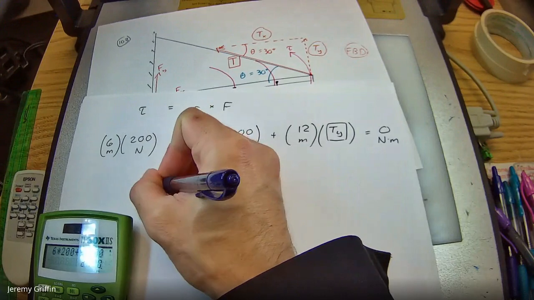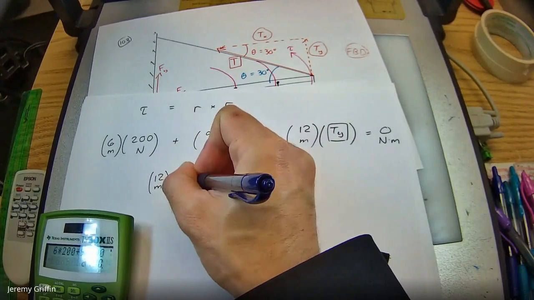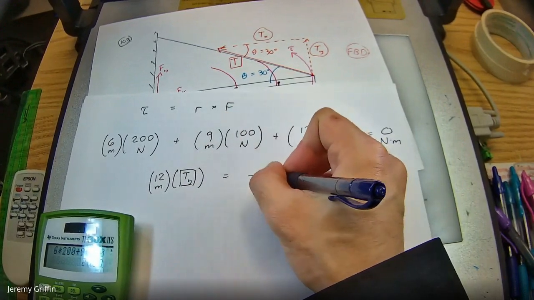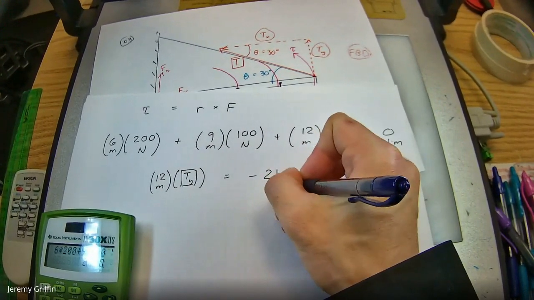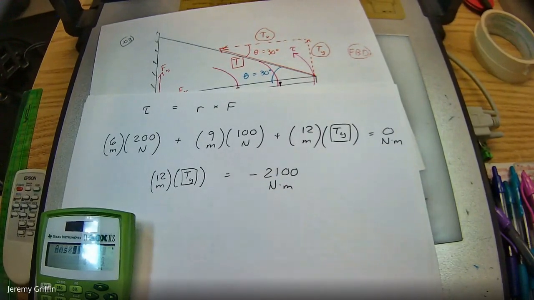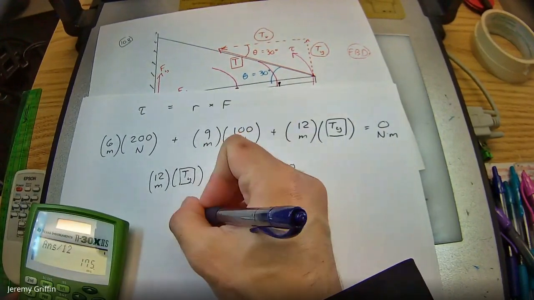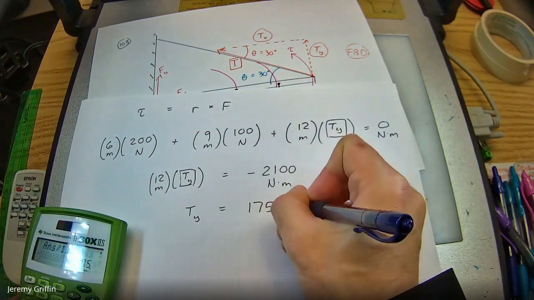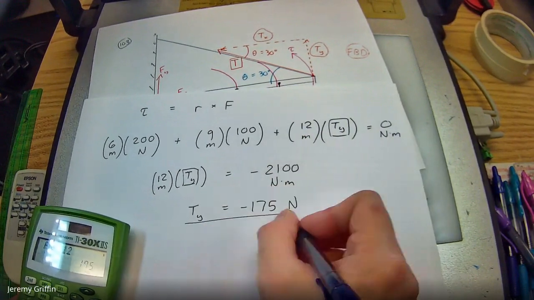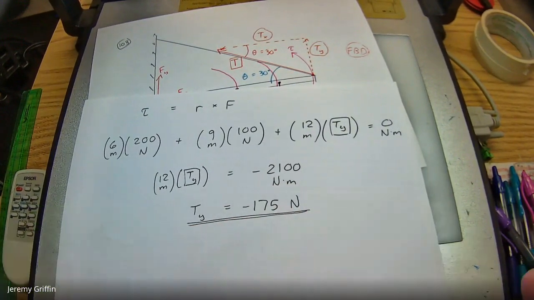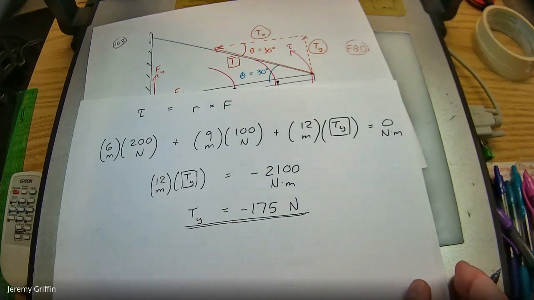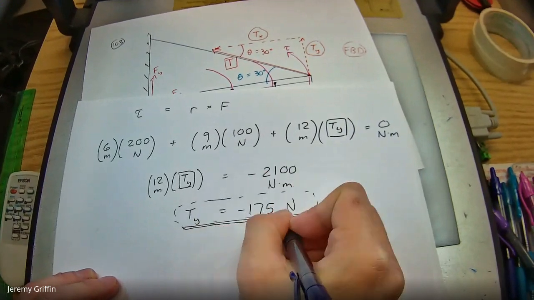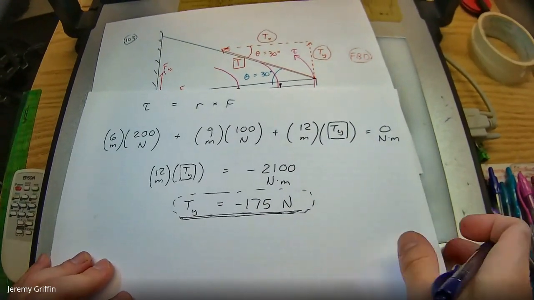So 12 meters times ty, t sub y, right, is equal to negative 2100 Newton meters. Divide both sides by 12 meters. And I'm getting tension in the y direction is 175 newtons. Okay? And it's negative, and the negative just means it's acting upward, which is the negative direction. Okay? And now that's not what your book asked you for, but that is a really critically important middle step. Okay, guys got that? Okay.